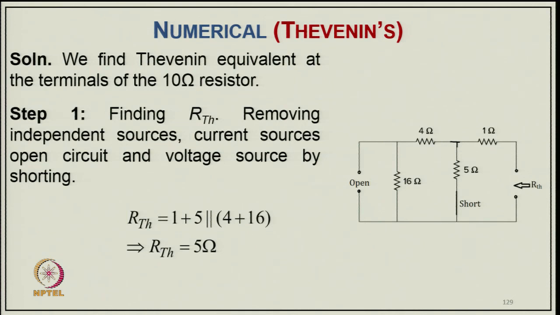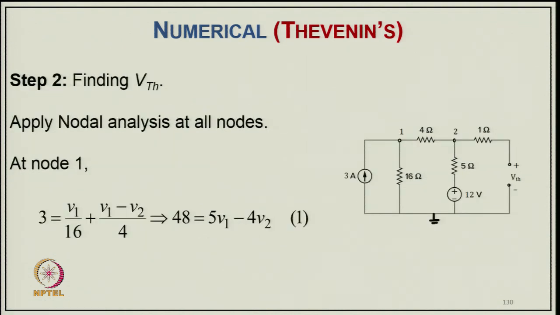Finding out the RTH, remove the independent voltage source and current sources. By removing these, we get this equivalent circuit. You have these two resistances in parallel with the 1 ohm, so that comes to RTH equal to 5 ohm.